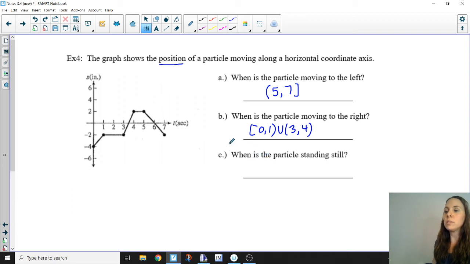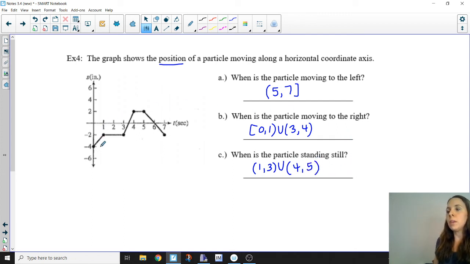Finally, when is the particle standing still? It was standing still here for 2 seconds, right? It liked a position of -2. When it does not change position, it is standing still. It was also standing still here at time 4 to 5. And so let's do 2 intervals of time here. They're all interior points, so we will just use parentheses. We'll say from 1 to 3 and 4 to 5.